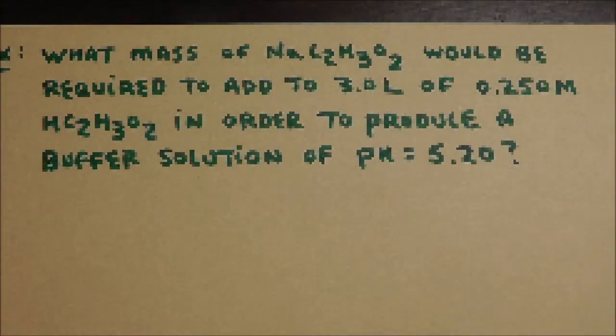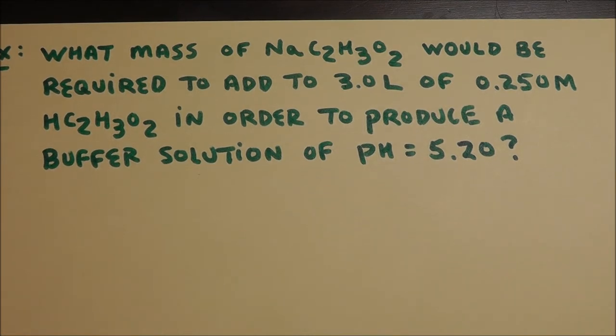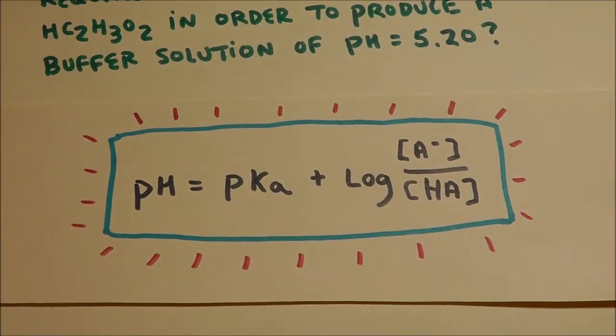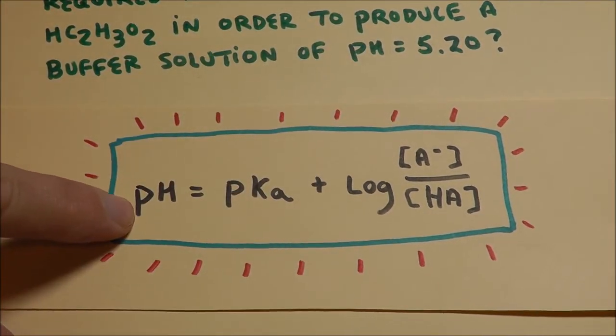Okay, what mass of sodium acetate would be required to add to 3 liters of 0.25 molar acetic acid in order to produce a buffer solution of pH 5.2? There's our weapon. pH, they gave us the pH, equals pKa.